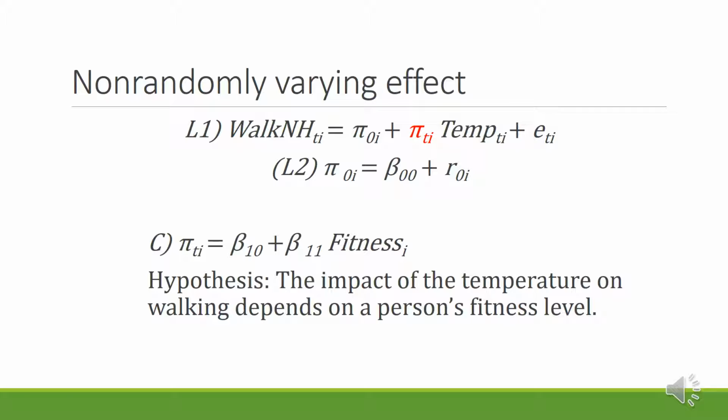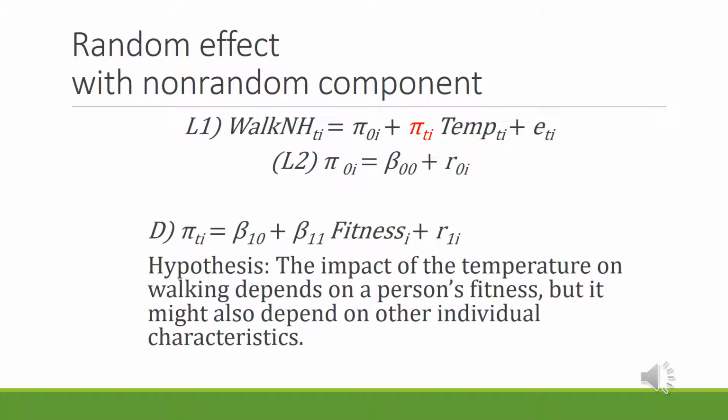This scenario here is the non-randomly varying effect, and as the additional research question indicated, we would be hypothesizing that fitness level is the moderator of the effect of temperature on walking. In this case, we hypothesize that this is the only predictor that moderates this relationship. So we can put anything into the fitness level of a person, and there would be nothing beyond that that would have any impact on how the high temperature impacts walking in the neighborhood.